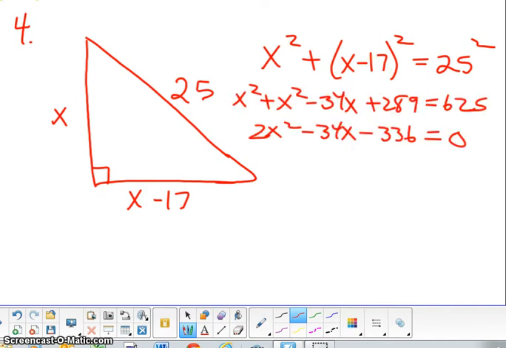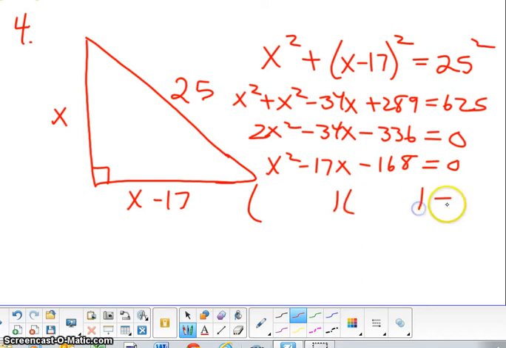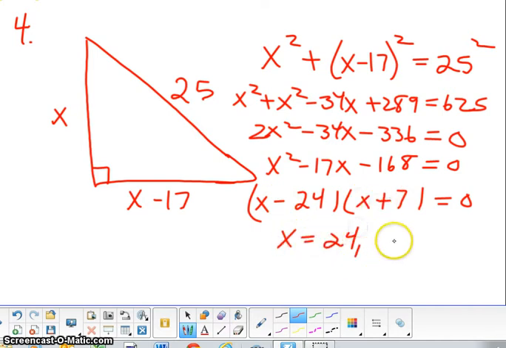And the next two steps should look something like this. And then anytime you have a factor of 2, you can go ahead and divide that out to get x squared minus 17x, and then also a negative 168. 168 has factors that will give us 17, which are 24 and 7. The negative would go on the 24 and the positive would go on the 7, giving us lengths for x of 24 and negative 7.